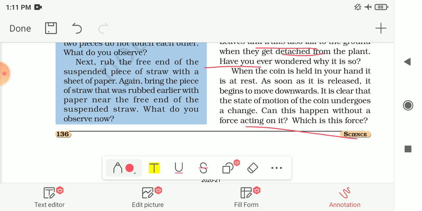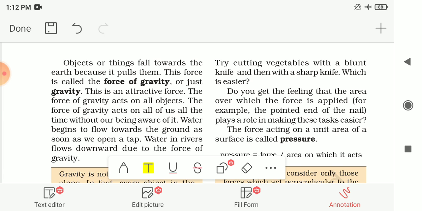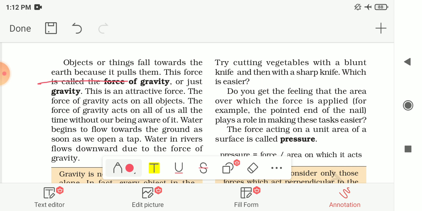And it is clear that the state of motion of the coin undergoes a change. That means earlier it was at rest and afterwards it comes into motion. So can this happen without a force acting on that coin? No, we know that if the state of motion changes, some force is acting on that object. Now the question is, which is that force? The objects fall towards the earth because the earth pulls them, that's why they come towards the earth. So this force is called the force of gravity, or simply gravity. This is the force of gravity or gravitational force.